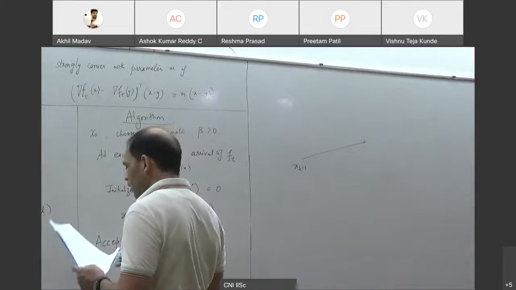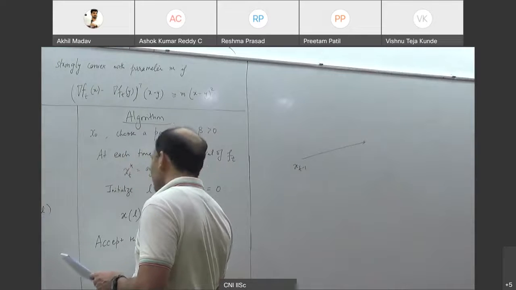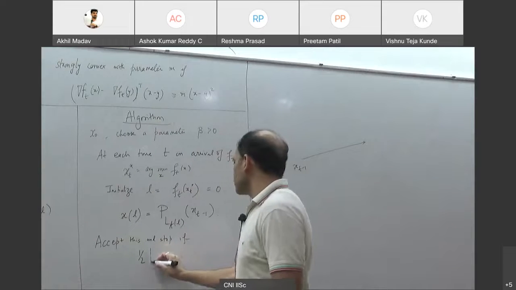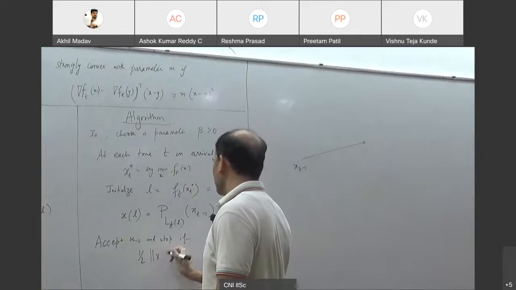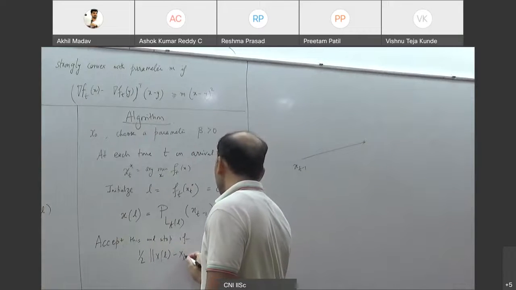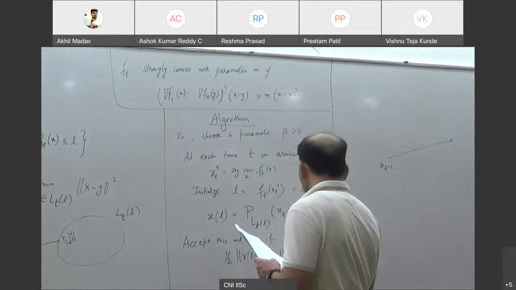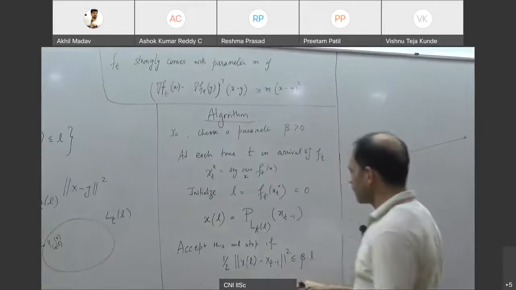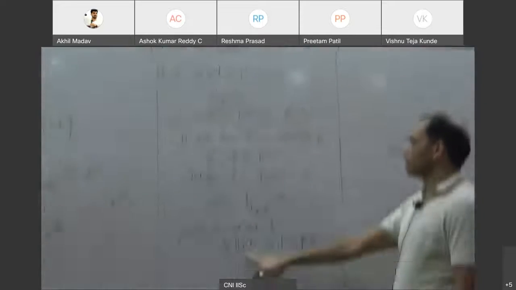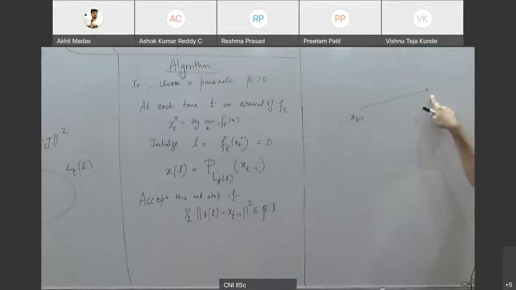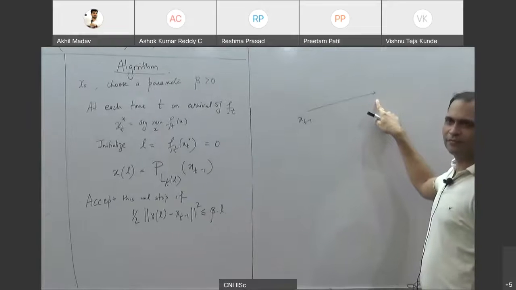Here, the movement cost is one half, just for some simple analysis. The movement cost, the distance from X of L to XT minus 1, is less than or equal to beta times L. So L is 0 essentially. If the previous step was actually the same place where I want to go, I'm not going to accept this.